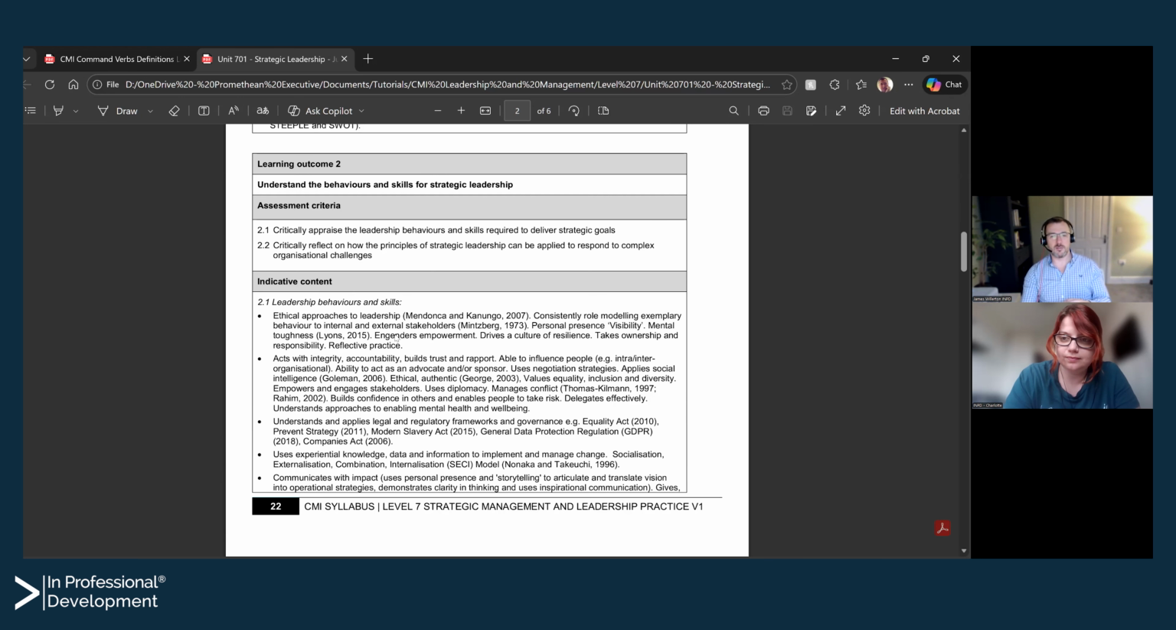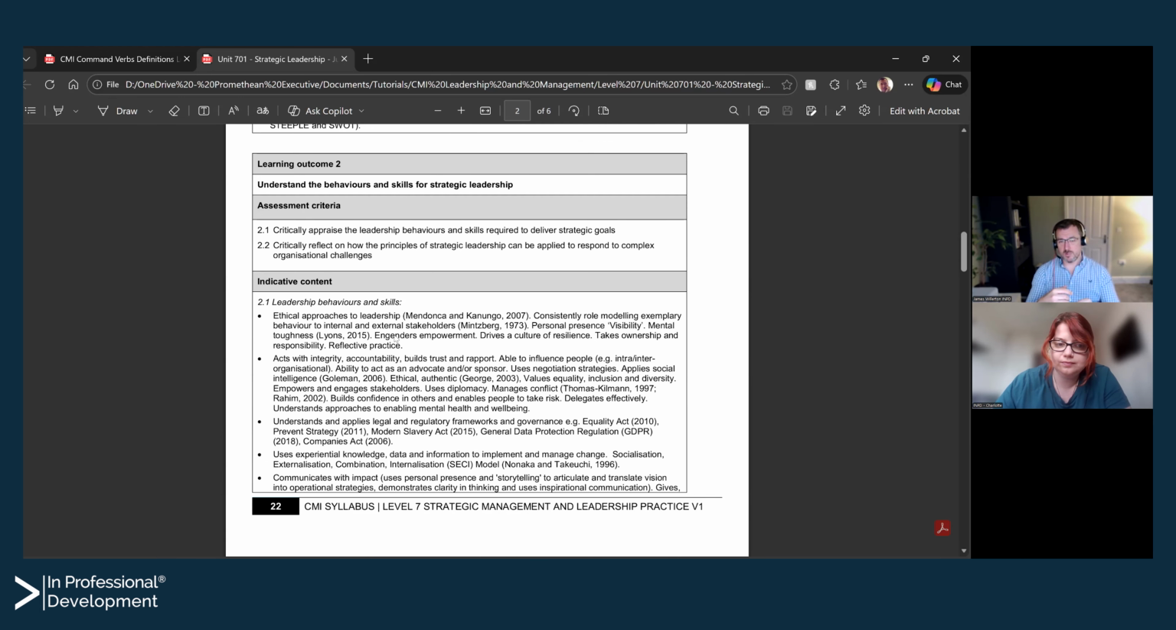We then move on to 2.2 and critically reflect on how the principles of strategic leadership can be applied to respond to complex organizational challenges. So again, with our definitions and setting our stall out to begin with, personally, I might approach this by identifying the type of complex organizational challenges we might come across as a strategic leader. And in the indicative content, it helps by suggesting that we might think about both internal complex challenges and external complex challenges too. So for this, maybe SWOT analyses and PEST analyses might help to tease those elements out a little bit for you.